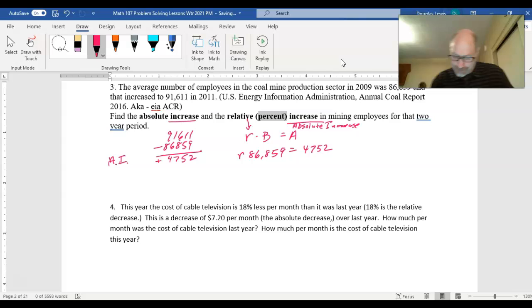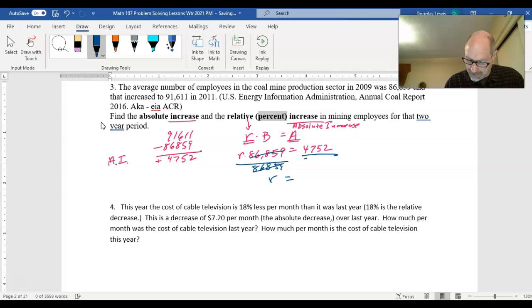So I just wanted to note that the rate and the amount should correspond, okay? If this is the relative increase, this should be the absolute increase. If we're looking for a relative decrease, this A should be the absolute decrease. Okay, so how do we solve that? Well, we divide by the 86,859 to get R by itself. And now that's going to be a decimal. To change a decimal to a percent, we always multiply by 100%. That's how you convert anything to a percent. Multiply by 100 and put on the percent sign.